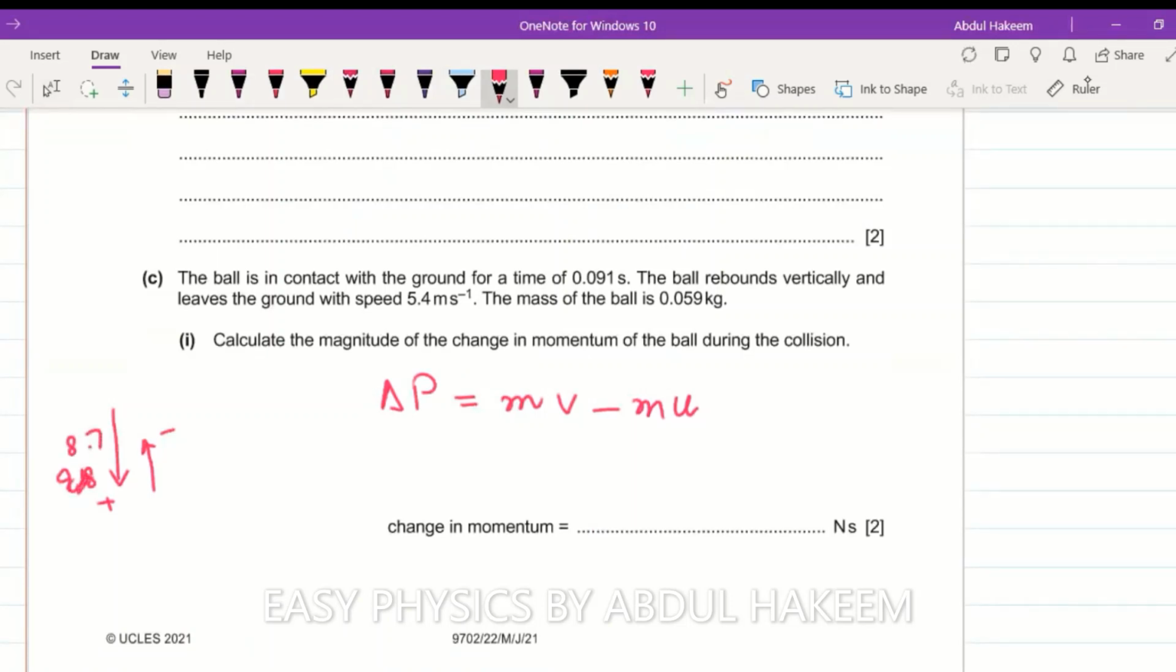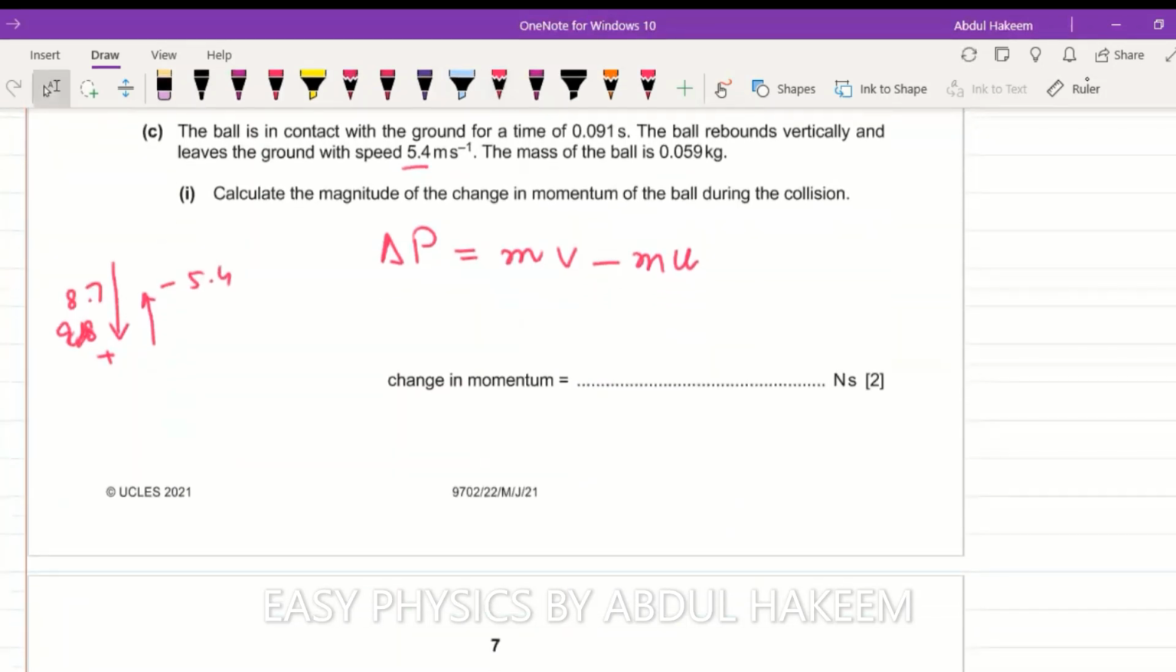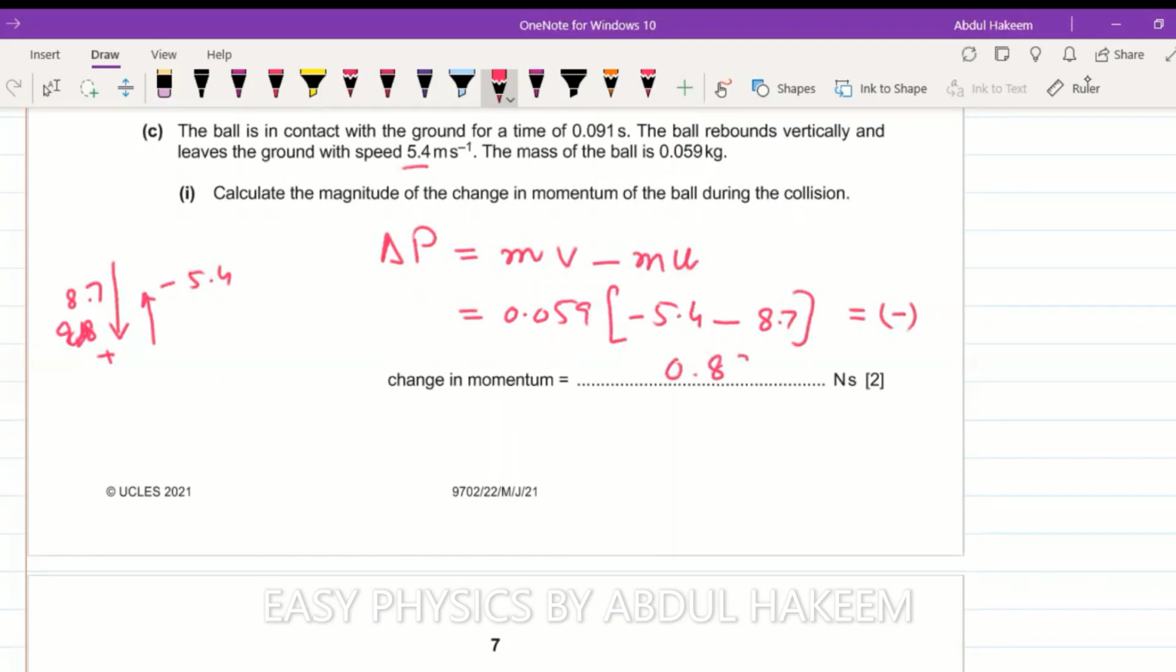And it leaves the ground with this velocity, minus 5.4. So the mass of the object is 0.059, the final velocity is minus 5.4 and minus the initial velocity, because this m is taken common. So this is 8.7. So the answer will be minus, which can be ignored for the change of momentum, and it is 0.83 approximately.